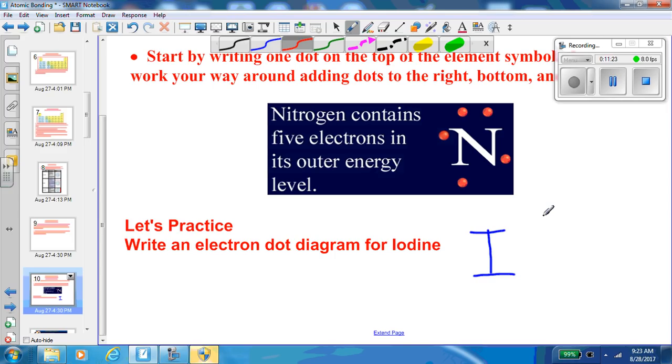I'm going to start by doing one dot here, here, here, and here. Okay, so now I have one on all 4 sides, but that's not enough. So now I'm going to come back and pair some of them up. That gives me one right here, then one here, and then one right here. So now I have made an electron dot diagram for iodine. And remember, the dots around the symbol show the number of valence electrons, okay? And we're going to use this to show how atoms bond together.